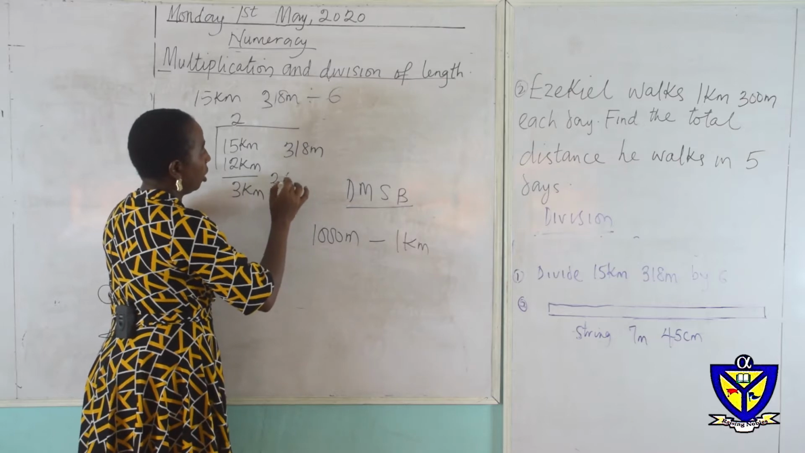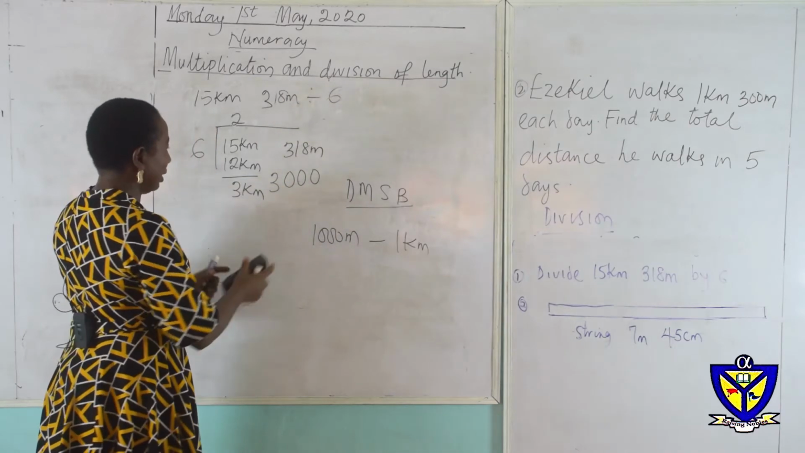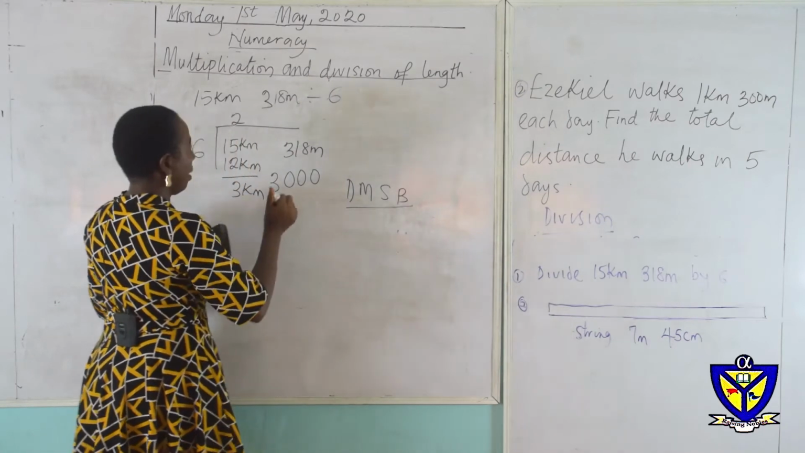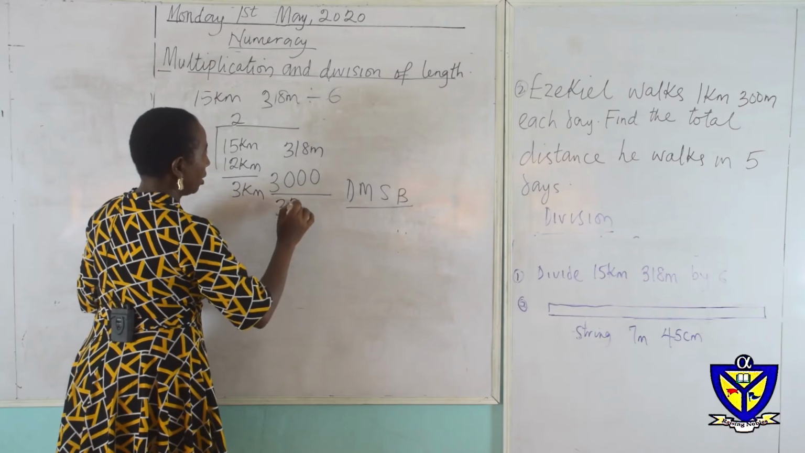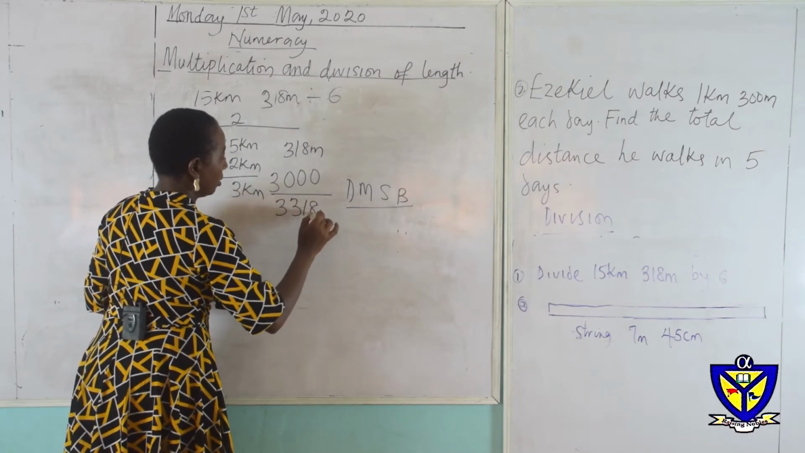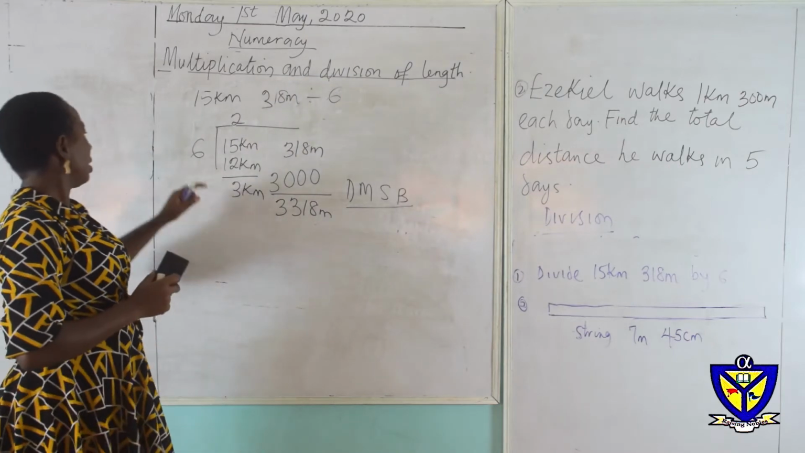Please make sure what you're writing is well aligned. Now, you have this. You have 3, you add up 3, 1, 8 meters. Now, let's start with our division.